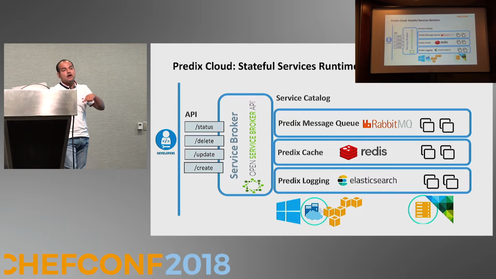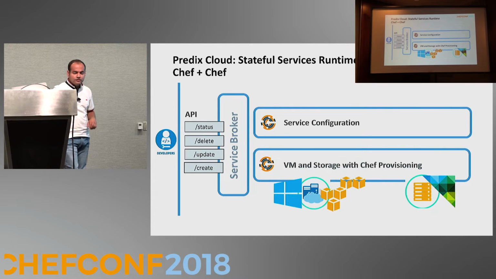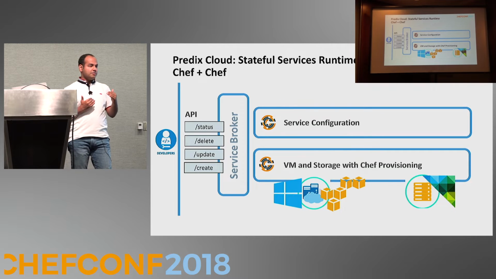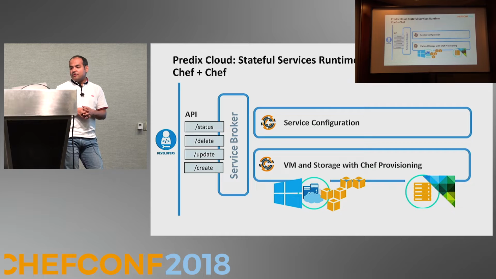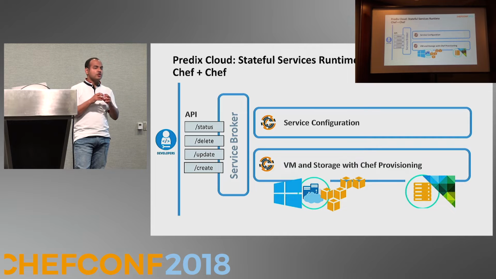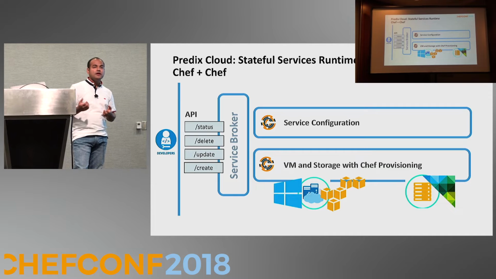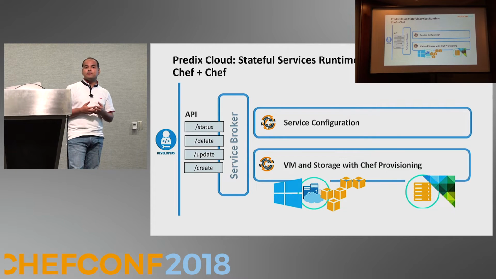So this was our use case. Now I will go into the detail of how we implemented it. When we started, we were big on Chef at that time. So we created these APIs which implement the Open Service Broker API interface. The first step is to create the machines. We wanted to run on three different clouds: Amazon, Azure, and vSphere. So we used Chef provisioning because it has a driver for all three. Machines and storage get provisioned using Chef provisioning.